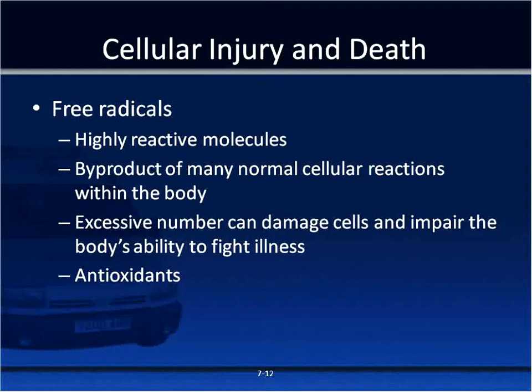Antioxidants such as vitamins C and E and beta-carotene, a precursor to vitamin A, block the production of free radicals and inactivate them and transform them to non-damaging substances.